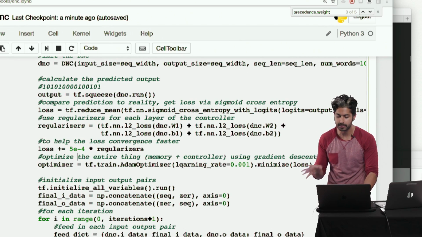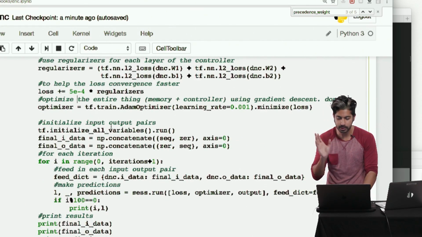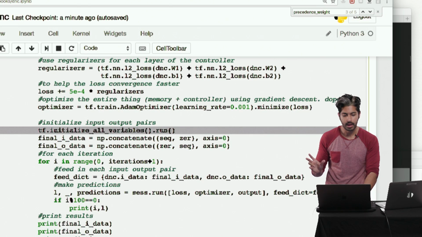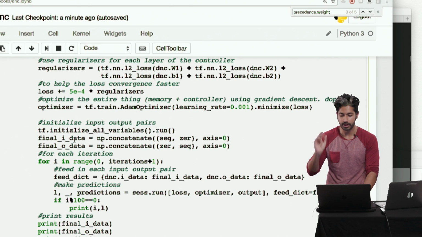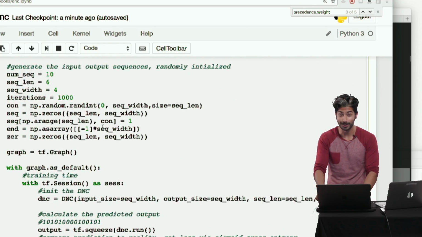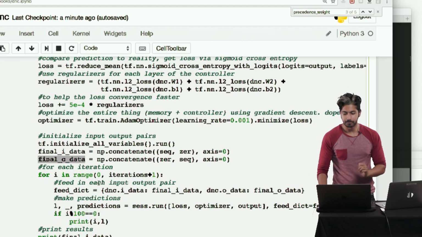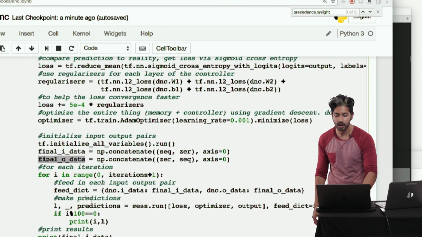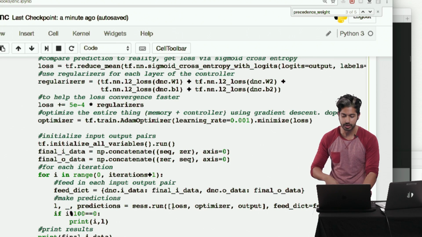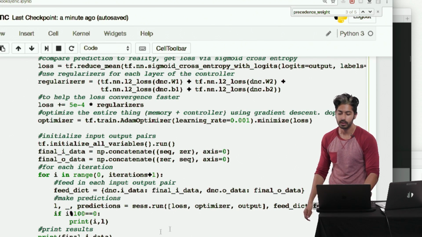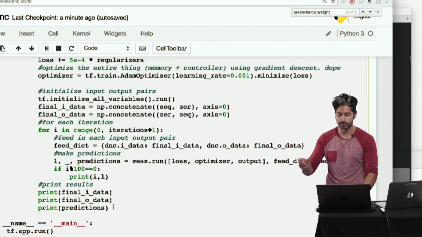Everything is differentiable. And once we've done that, we can initialize all of our variables, and then initialize our input and output data using the variables we defined right up here. And then for each iteration, we're going to feed each input-output pair into our feed dict, and then run our session using our loss, optimizer, and output, feeding in our input and outputs. And that's going to give us our results.